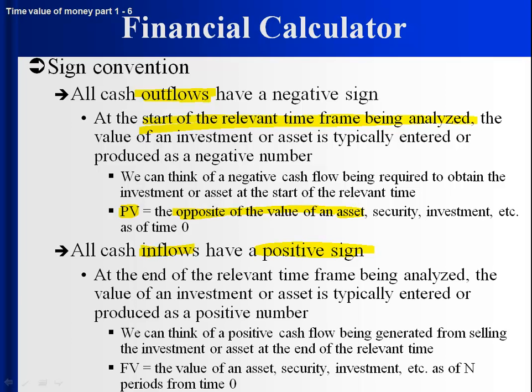If we're at the end of the time frame being analyzed, the end of our analysis, and we have an asset with some value, that number, whether it's entered by us because we need it to solve for something else, or it's what we're trying to solve for, so it's a number that's produced, would be a positive number if it's the value of something that we own. The way we can think about it is that at the end of the analysis, we have an asset, we have an investment, the analysis is done, and we could sell it, which would give us cash. So therefore, PV is the opposite. FV will reflect the actual value of the asset, the security, or the investment.